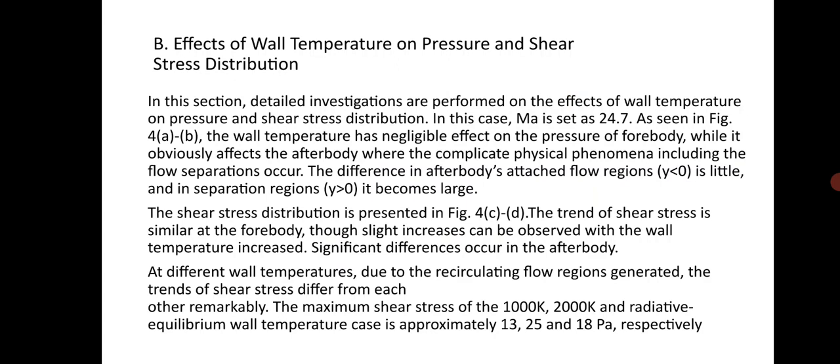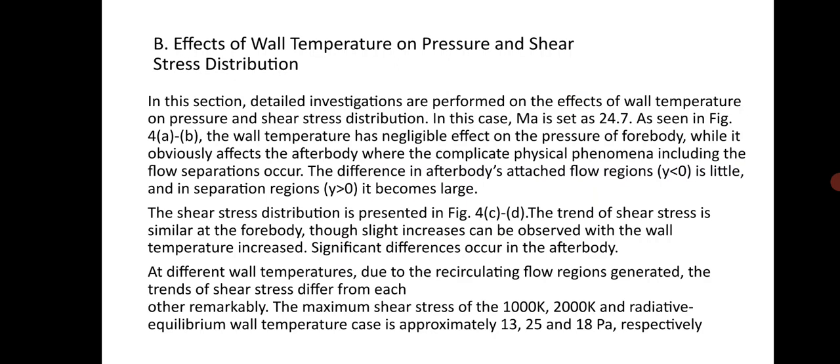Effects of wall temperature on pressure and shear distribution. In this section, detailed investigations are performed on the effects of wall temperature on pressure and shear stress distribution. In this case, Ma is set as 24.7, as seen in figure 4. The wall temperature has negligible effect on the pressure of the forebody, while it obviously affects the afterbody, where complicated physical phenomena including flow separations occur. The difference in afterbody's attachment flow regions is little, and in separation regions it becomes large.